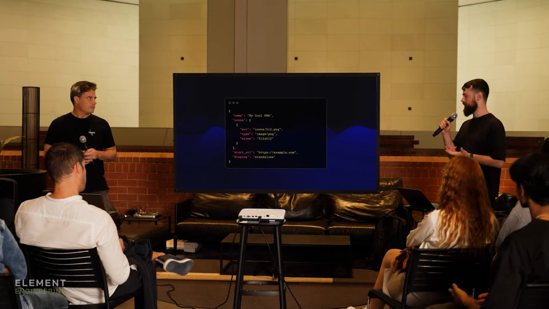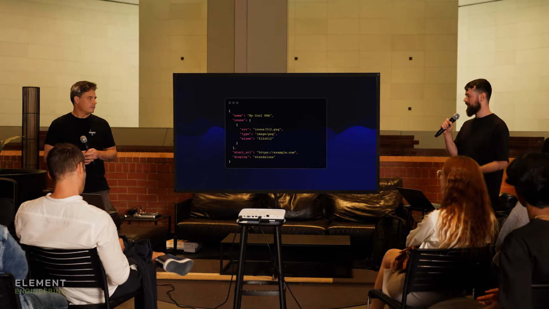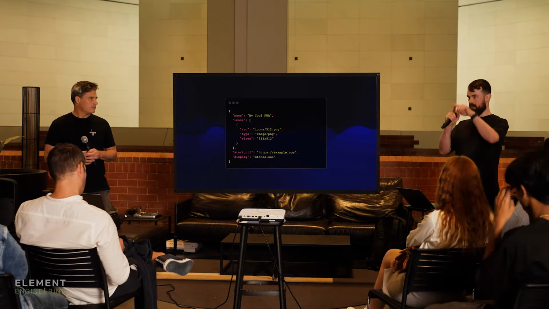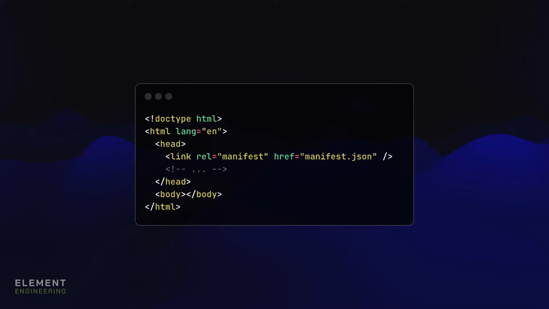And you also have a display mode as well. There's a couple of different options there, but typically you'd pick standalone. That's the one that makes it look like a native app, so you don't have the browser Chrome around it. And then you register that manifest by providing a link to it in your HTML document, and that's essentially all you need.